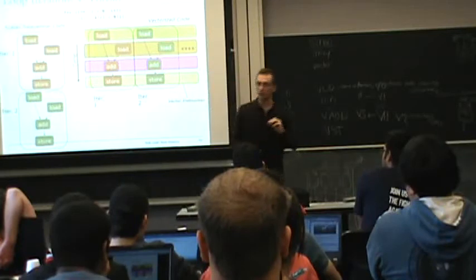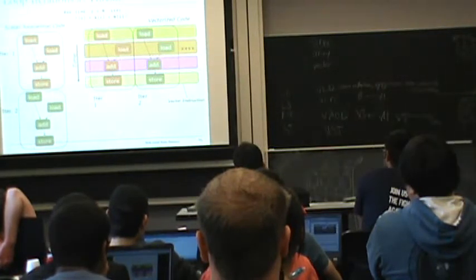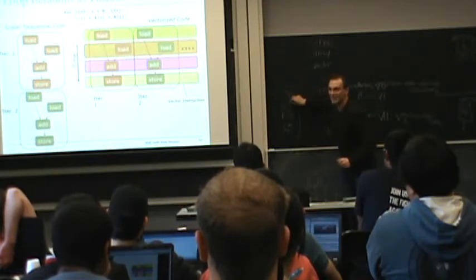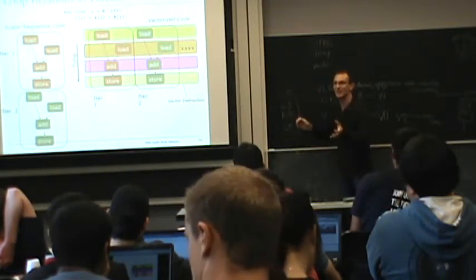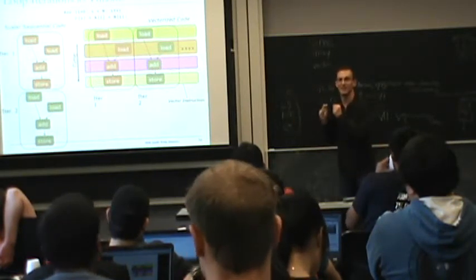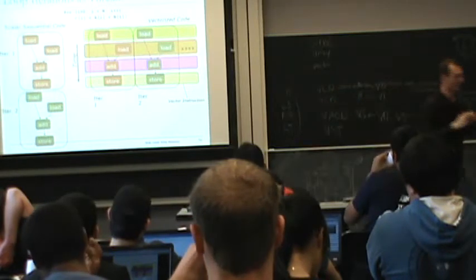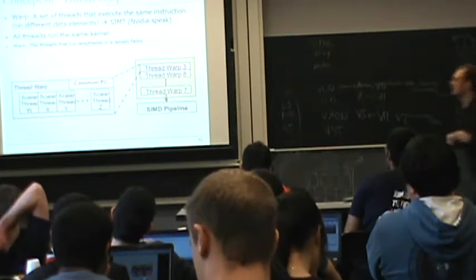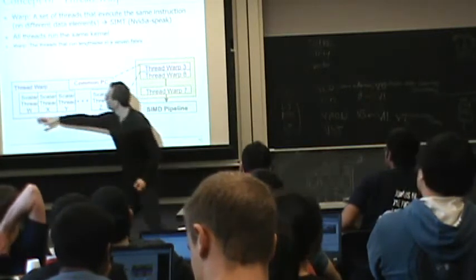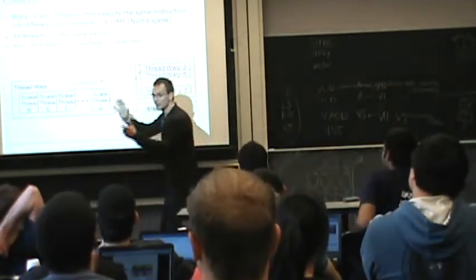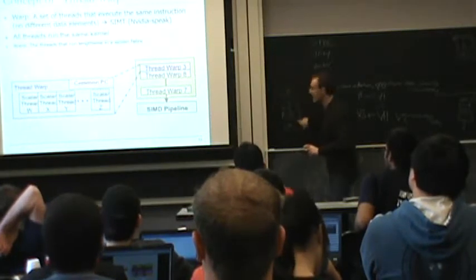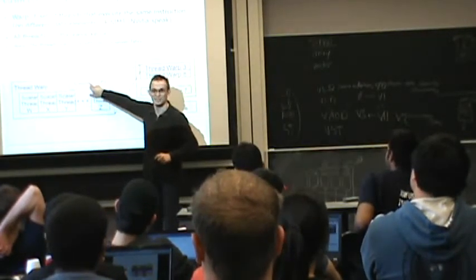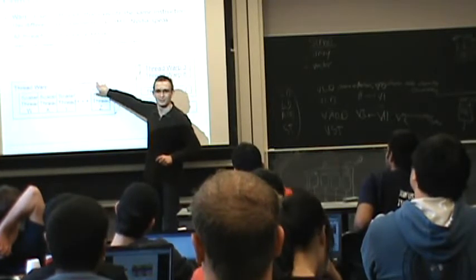So a thread warp is a collection of these scalar threads that do exactly the same thing, except on different data elements. So if we go back to the previous slide, that's what it is. You have scalar threads. They're all doing the same thing. Remember this load, add, store. They happen to have the same program counter at the same time.